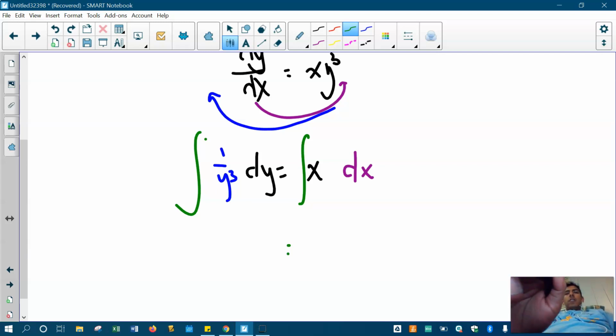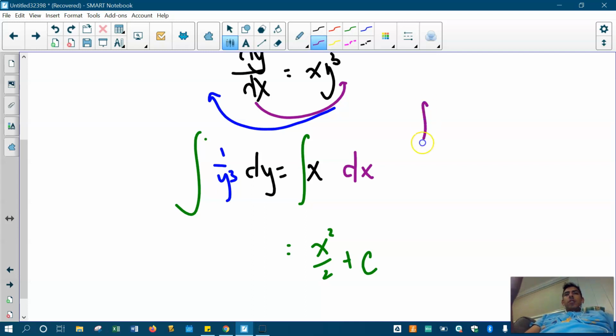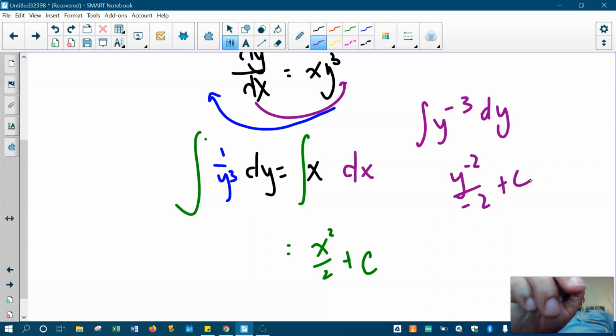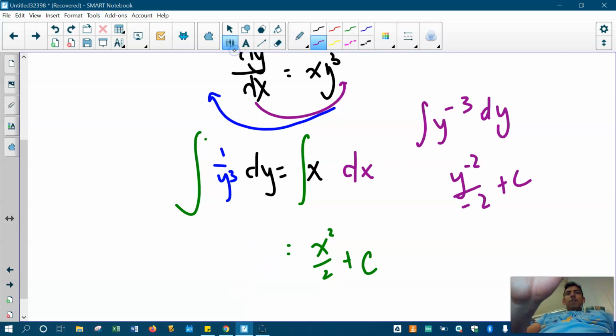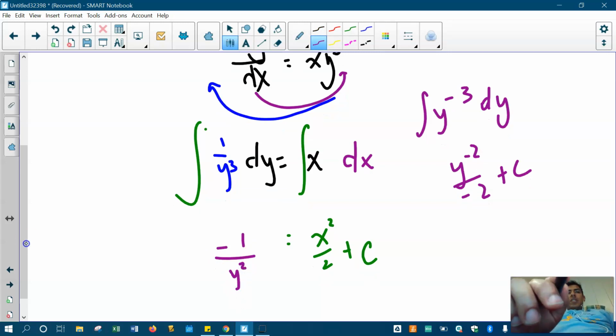Alright, antiderivative of x is going to be x squared over 2 plus c. Antiderivative of 1 over y cubed, I'm just going to do some side work here. Antiderivative of 1 over y cubed is the same thing as y to the negative 3 dy. And that means that if I do the power rule here, I get y to the negative 2 over negative 2. So that's my antiderivative here. So it's going to be negative y to the negative 2 over 2. I could rewrite that instead as negative 1 over y squared. Okay. Got it.